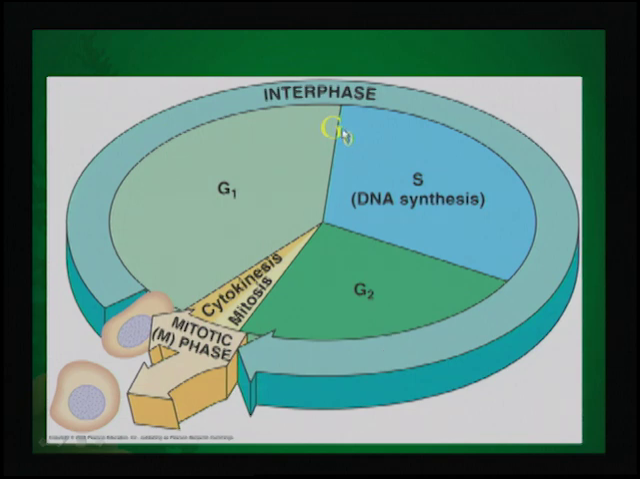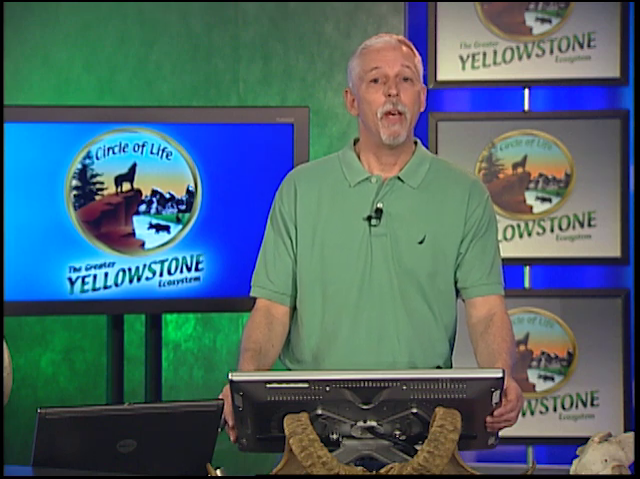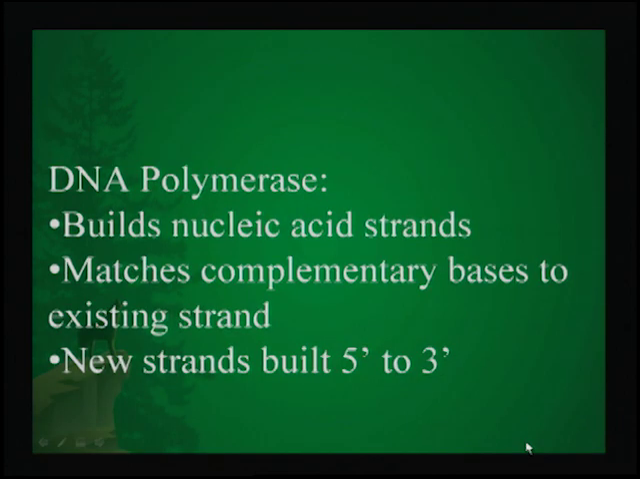But what actually initiates cell division is what we call the S subphase of interphase. And this is the synthesis phase. This is where DNA is replicated. So in this S subphase of interphase, the chromosomes will replicate. And this is accomplished by something called DNA polymerase. So DNA polymerase builds DNA strands, and it matches complementary bases to an existing strand, and the new strands will always be built in the 5 to 3 direction.